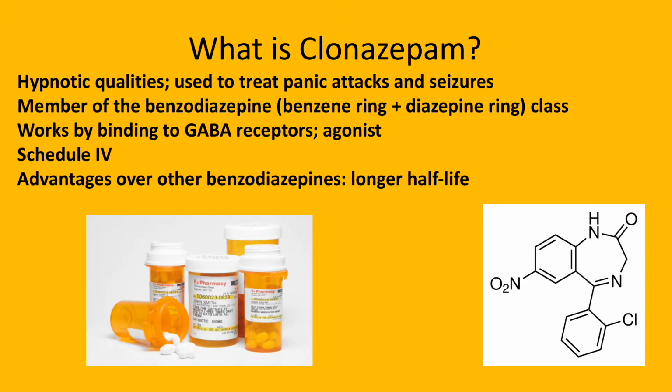Because of its sedative and anticonvulsive qualities, clonazepam is used as a treatment for panic attacks and seizures. It works by targeting GABA receptors within the central nervous system, the details of which I will describe later. Clonazepam is commonly prescribed due to its relatively long half-life in comparison to other benzodiazepines.